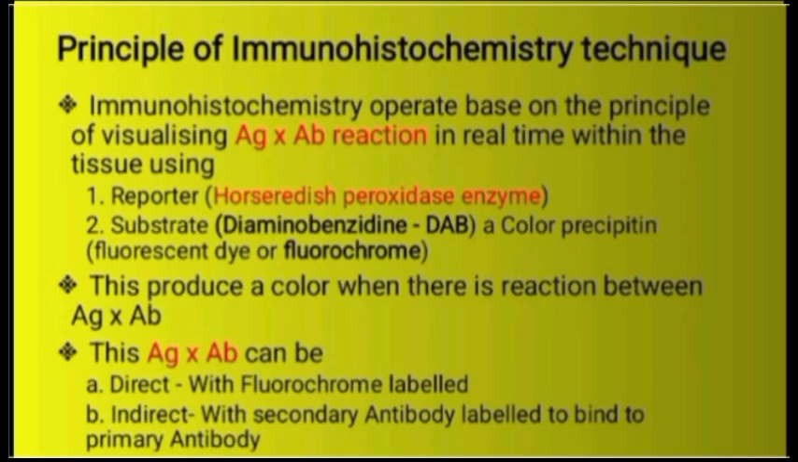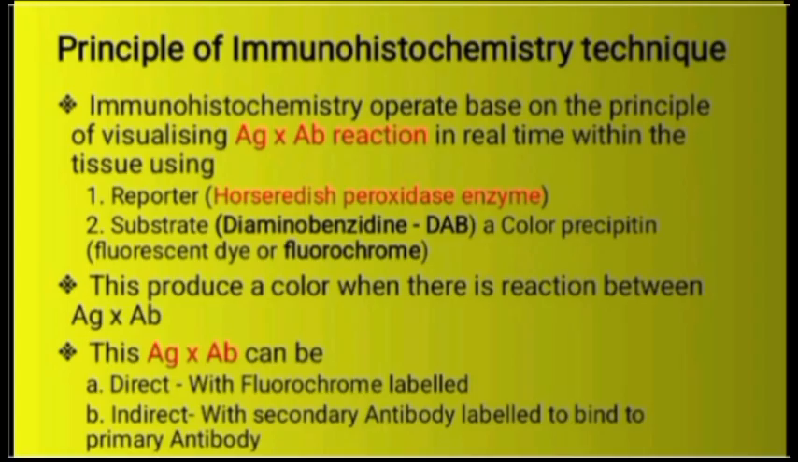So the principle of operation of immunohistochemistry revolves around visualizing antigen-antibody reaction in real time within the tissue, as I've said. But the most important component of this technique is that it possesses what is called a reporter, a horseradish peroxidase enzyme. This is used to tag an antibody that is binding to the antigen to detect the presence of that antibody. And it is bound by a color precipitin, or you can call it a fluorochrome, which emits a light as a substrate whenever there is that reaction.